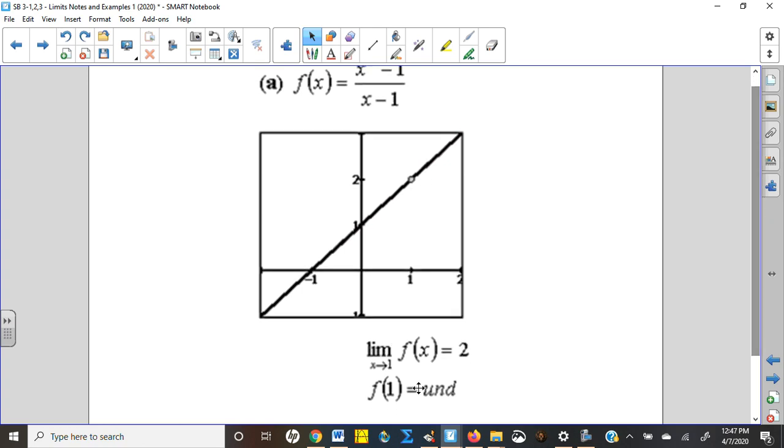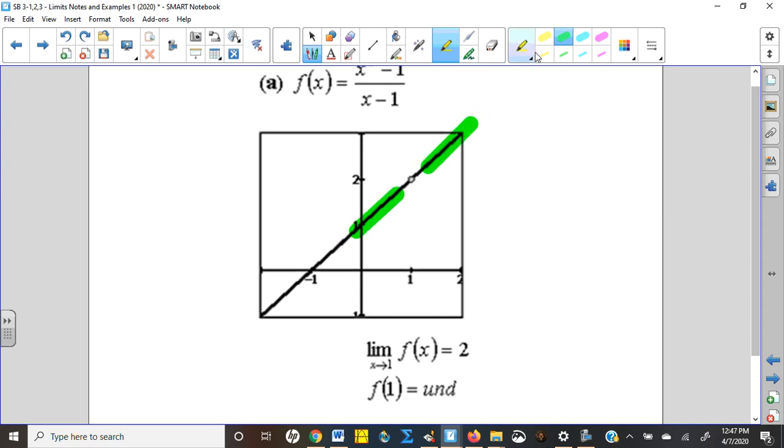The function is not defined at f of 1. It has no value at f of 1. It's undefined. But the limit, as I am racing towards 1, right, as the x's get closer and closer to 1 from both sides here, the y values are getting closer and closer to a height of 2. We can never get to that height because it's undefined, but the limit is still 2.